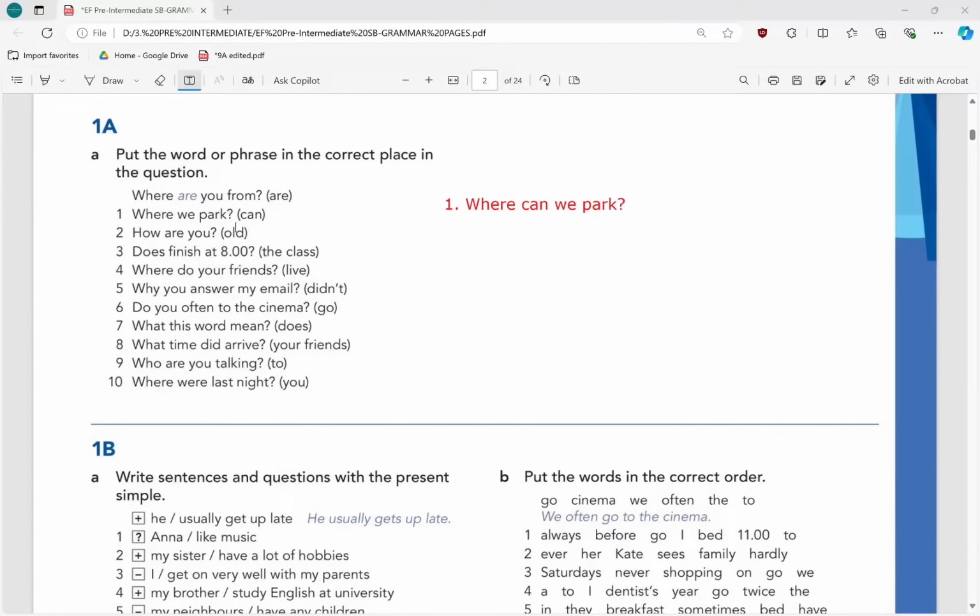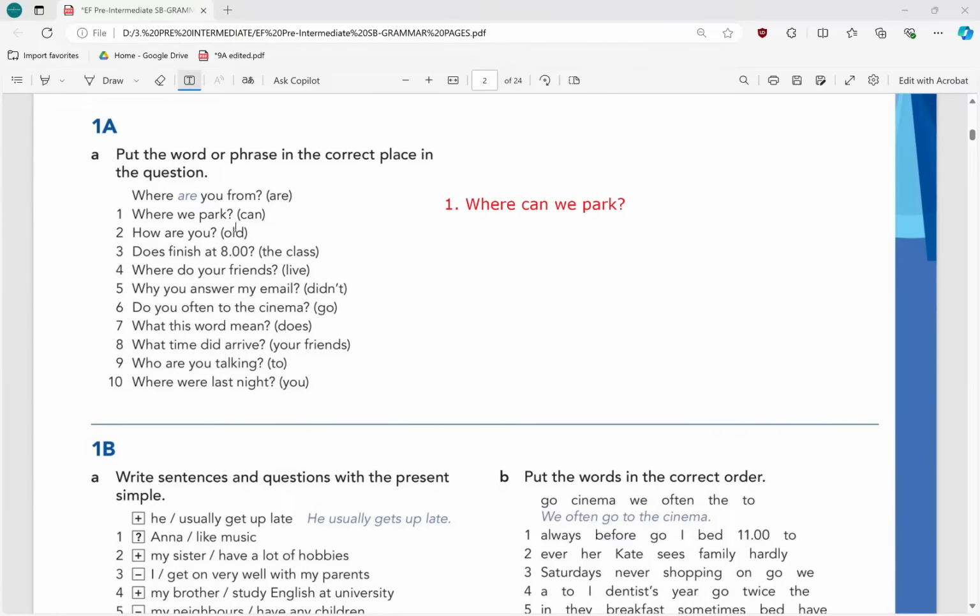Number 4, where do your friends, and then in the brackets, leave. Leave, obviously, this is a verb. It's the infinitive. So the infinitive comes after the subject in questions, right? We have got the question word here. Where is the question word. And then do is the auxiliary. Your friends is the subject. So obviously, we're going to put it at the very end. So let's do that. Number 4, where do your friends, because your friends means they, right? Subject. Where do your friends live?